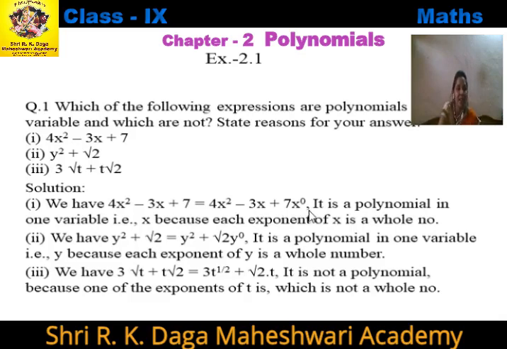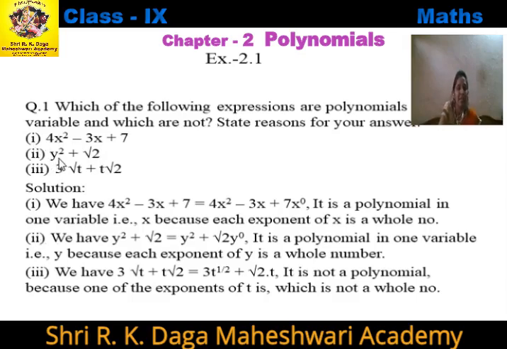You can easily find this polynomial is in one variable, which is x, because each power of x is a whole number. You can see, you are asked in the question which are the polynomials in one variable and which are not. In this you can see only one variable is used, and the powers of x are whole numbers, so this is a polynomial in one variable.